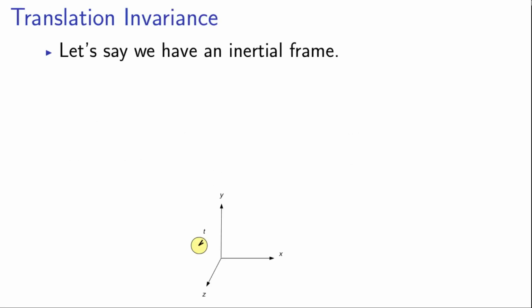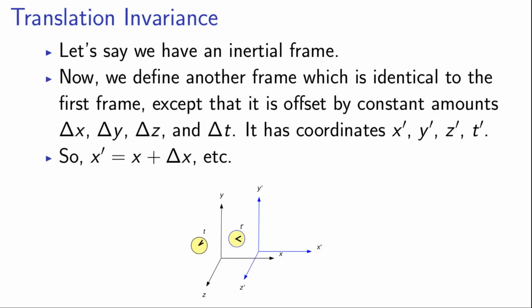Let's say we have an inertial frame. Now we define another frame, which is identical to the first frame, except that it is offset by constant amounts delta x, delta y, delta z, and delta t. It has coordinates x prime, y prime, z prime, and t prime. So x prime equals x plus delta x, etc.